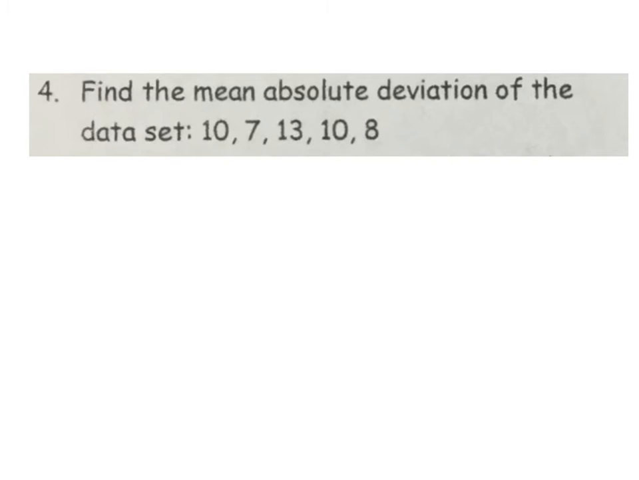Number 4 says to find the mean absolute deviation of the data set: 10, 7, 13, 10, and 8. This is like what we did on Friday and Thursday of last week. You find the average: add them all up and divide by 5. Then you find the difference between that average and each number. Once you find that, you find the average again.